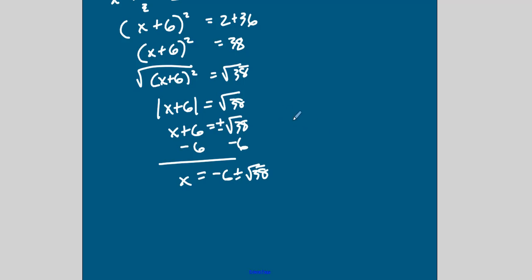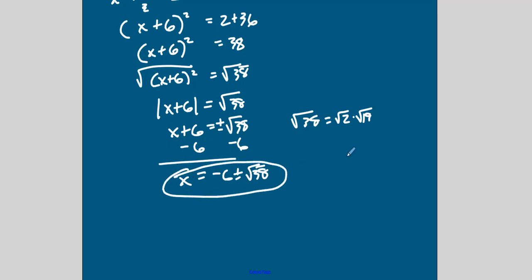Okay, well, square root of 38, I can't do anything to it because that's square root of 2 times square root of 19. Those are both prime numbers. There's no perfect squares here. So my final answer is negative 6 plus or minus square root of 38.